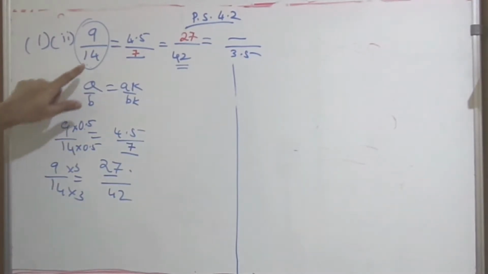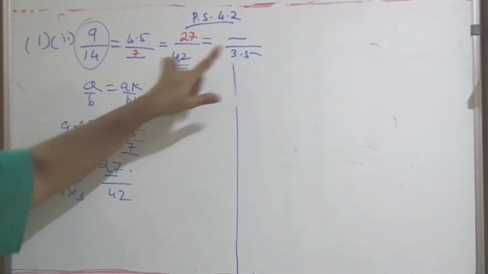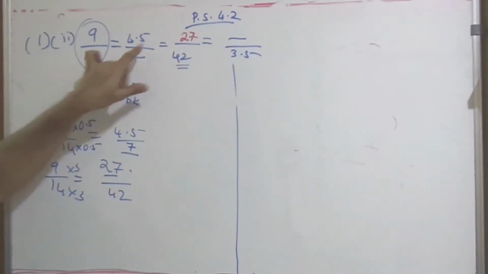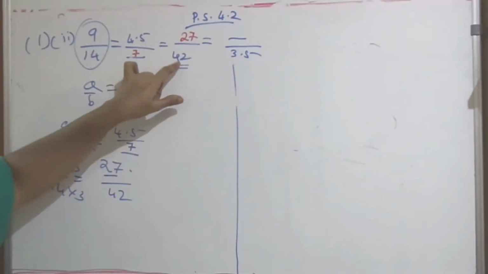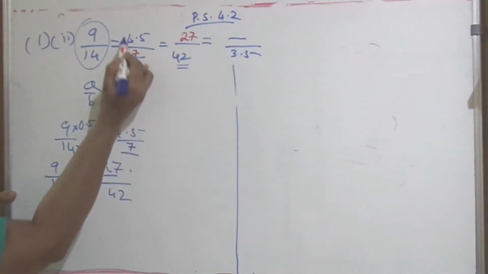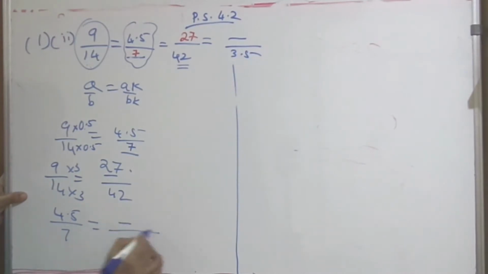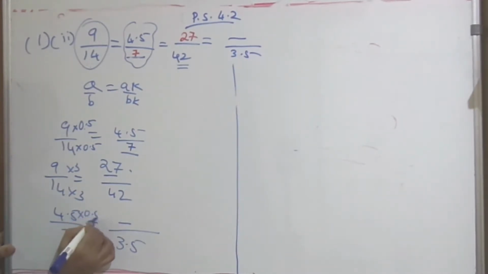Now see, if you take this, 14 into nothing gives you 3.5. But you know that 7 is a factor of 3.5. So 42 also you do nothing, you don't get. So 7 something you do, you get 3.5. So let us take all our equal ratios, any one you can take. So I am taking this. 4.5 upon 7 is equal to dash upon 3.5. 7, what should you multiply by to get 3.5? 0.5. Whatever you multiply down, multiply it up also.